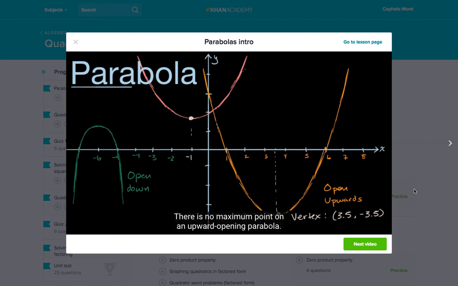There is no maximum point on an upward opening parabola. It just keeps increasing as x gets larger in the positive or the negative direction. Now, if your parabola opens downward, then your vertex is going to be your maximum point.